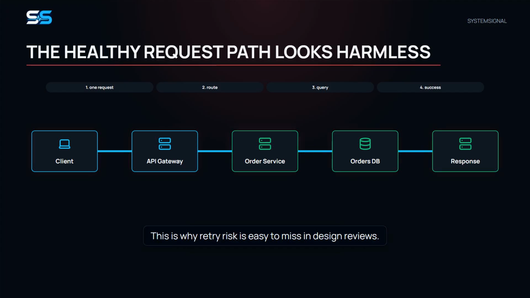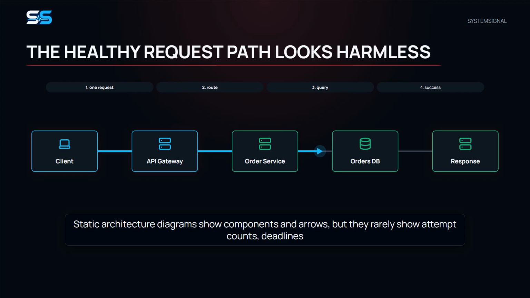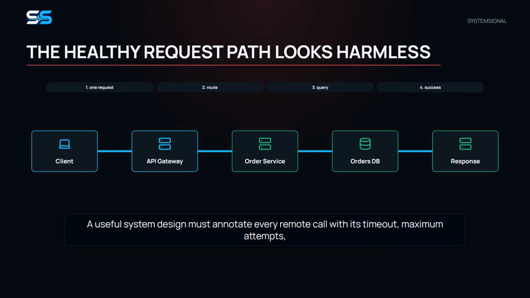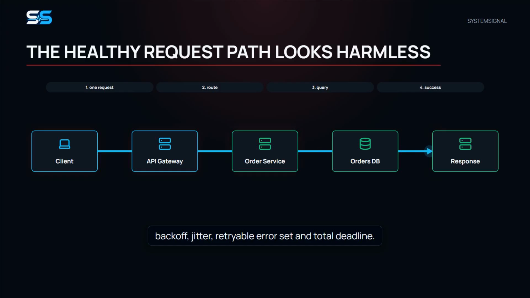This is why retry risk is easy to miss in design reviews. Static architecture diagrams show components and arrows, but they rarely show attempt counts, deadlines, or who owns cancellation. The same arrow might represent 1 attempt or 9. A useful system design must annotate every remote call with its timeout, maximum attempts, backoff, jitter, retriable error set, and total deadline. Without those details, the diagram describes connectivity but not failure behavior.